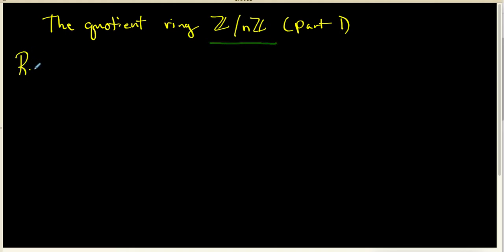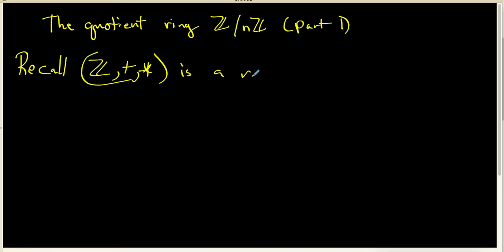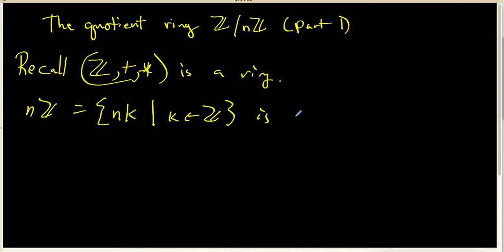The first thing is we want to recall that Z under its ordinary addition and multiplication is a ring. And we also want to recall that nZ, which is just the set of multiples of n, is a subring of Z. And in fact, nZ is actually an ideal.